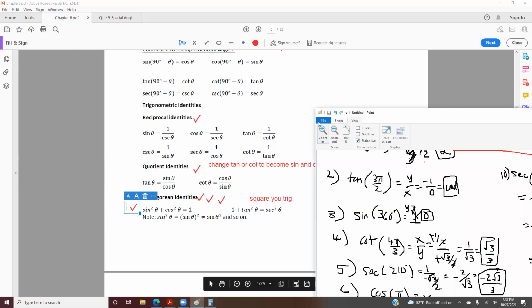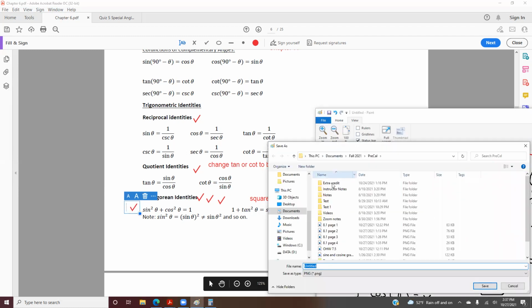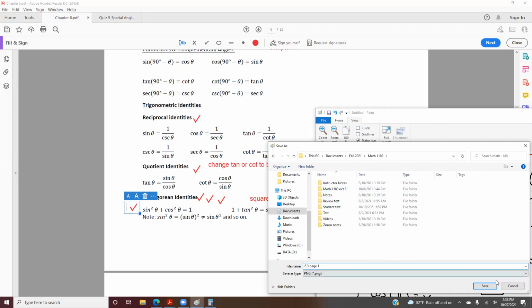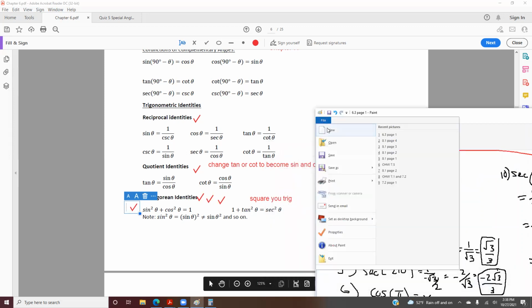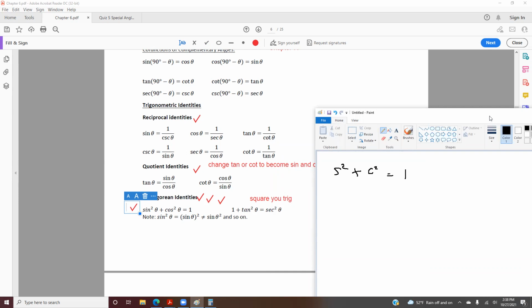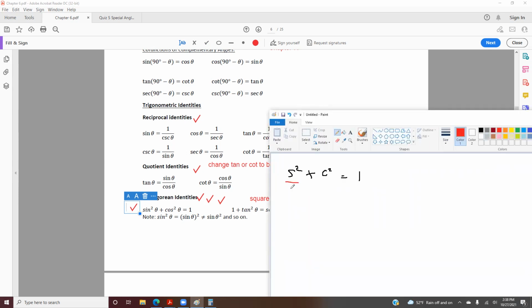And what I want to point out here is that you can derive the other ones from here. For example, in section 6.3, I want you to derive this: we have sine square plus cosine square equals 1. If I want it to become tangent square, and we know tangent is sine over cosine, what do I do here? I will divide both sides by cosine square.